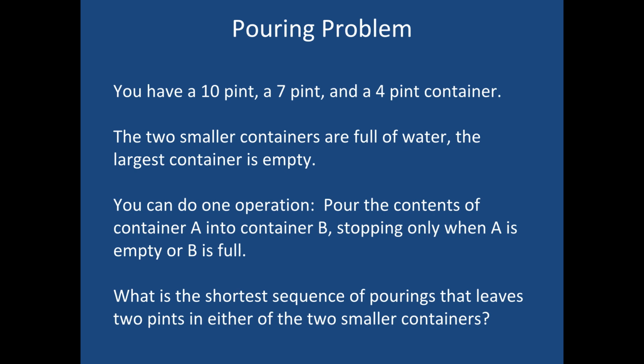And just to remind you, the problem was you have 3 containers, 10 pints, 7 pints, and 4 pints. The 2 smaller ones are full of water, the largest is empty. And you can do a sequence of operations. You can pour the contents of one container into another container, but you can only stop when the first container is empty or the second container becomes full. And we want to find the shortest sequence of pourings that leaves 2 pints in either of the 2 smaller containers. So that's easy enough to represent as a graph problem, but right off the bat, you might not have recognized it as such.